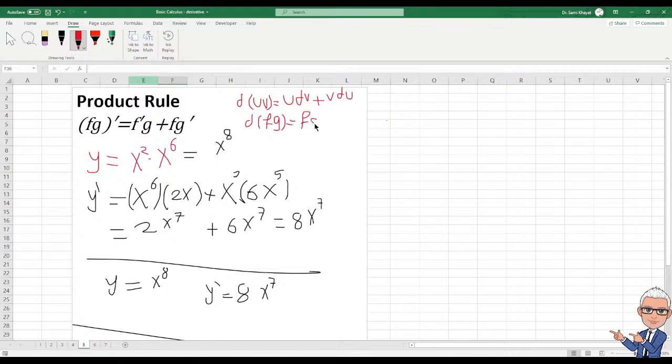times dg, plus g df. This sounds nicer than this one, or you use a prime, it's all the same, but most of the books you can find, they write it like this or like this. Always there is a plus.